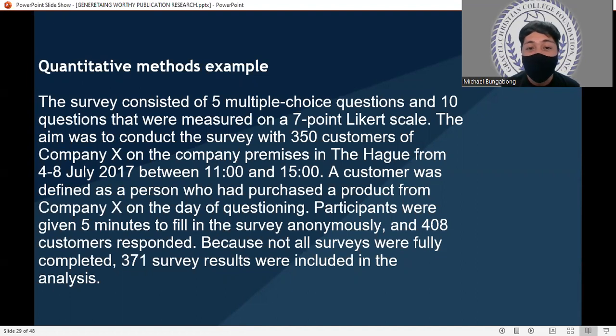So the aim was to conduct the survey with 350 customers of Company X on the company premises in the hub from 4 to 8 July 2017 between 11 and, I think, 3 p.m. So a customer was defined as a person who had purchased a product from Company X on the day of questioning. So participants were given 5 minutes to fill the survey anonymously, and we do have 408 customers who responded. Because not all surveys were fully completed, 371 results were included in the analysis. You get the point?